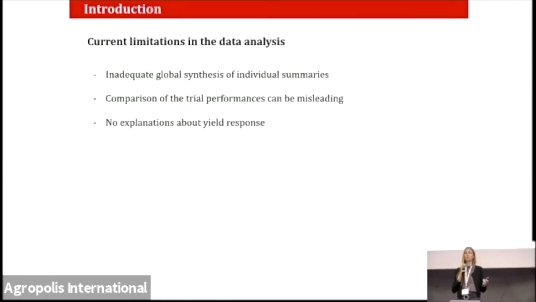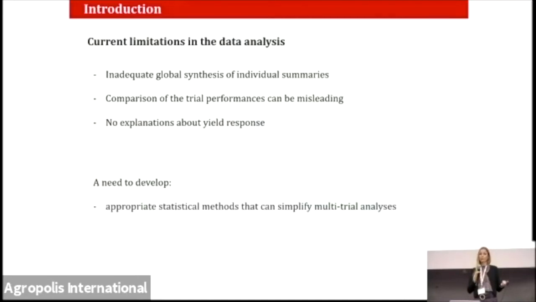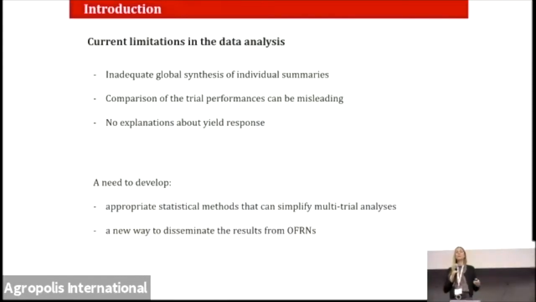But by doing that, we don't have access to a global synthesis of the whole on-farm trial network. The comparison between on-farm trials can be misleading and biased because you are looking at different statistical analyses from different models. You also don't have access to an explanation of the yield response using covariates. In that context, we need to develop appropriate statistical methods to simplify multi-trial analysis for on-farm research networks, and also to disseminate the results more efficiently, rather than just a static PDF report.